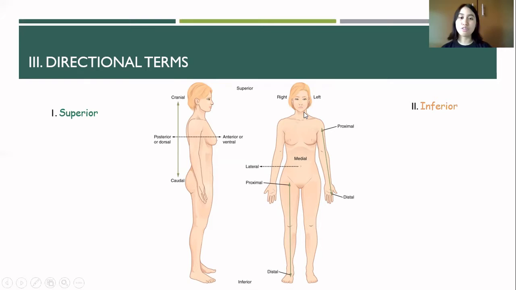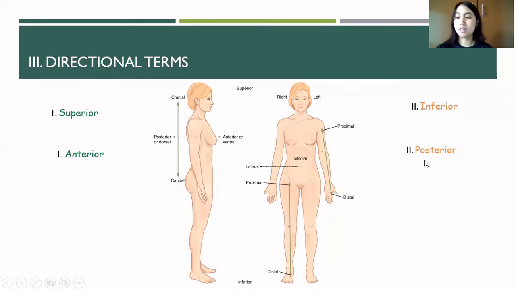Now, vice versa, when we say inferior, the neck is below the head. In directional terms, the neck is inferior to the head. Next, we have the anterior and the posterior. Anterior means front of the body and posterior means at the back.